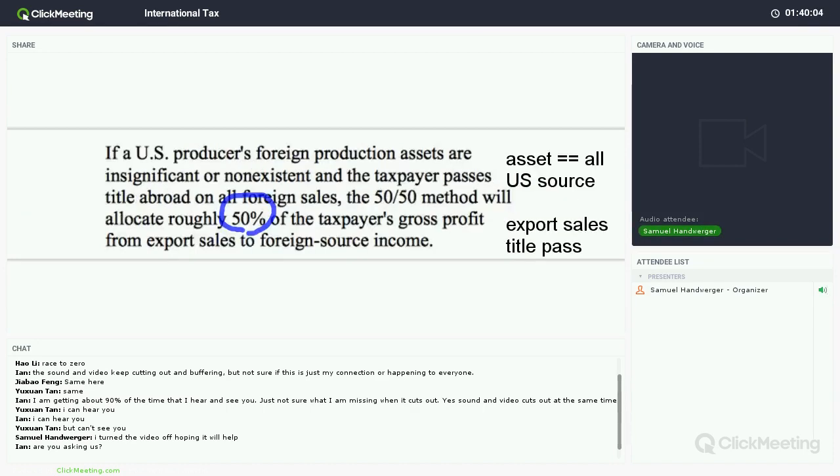The point of this slide was to show you why, and I don't think this is just me, in most practitioners' practices, any types of manufacturer sales of exports, the 50-50 method, although we learned other ways to do it last week, is like the golden rule. It's usually going to give you the most foreign source income compared to the other methods. Naturally, you would test it. You wouldn't want to just leave it as a given, but the 50-50 method is what you're going to see most of the time being used, and this is why.